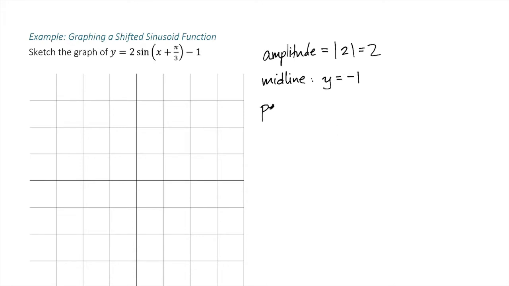The period is 2 pi over the absolute value of b, where b is the number in front of the x, which in this case is 1. So our period is 2 pi.